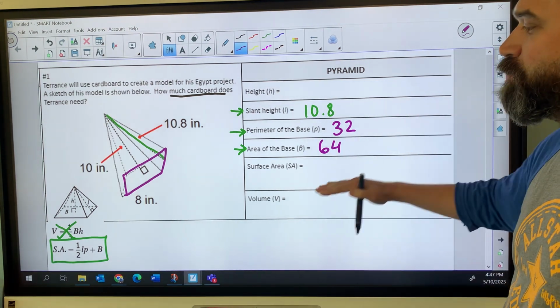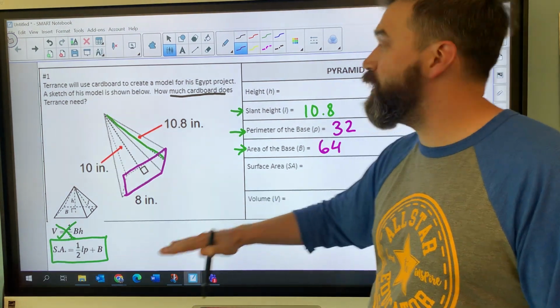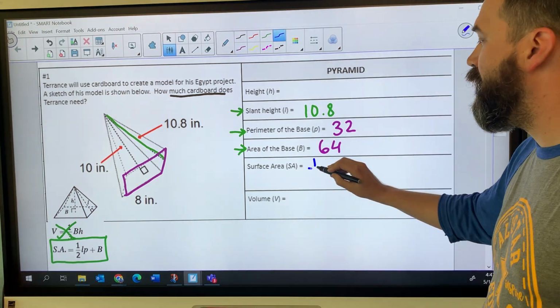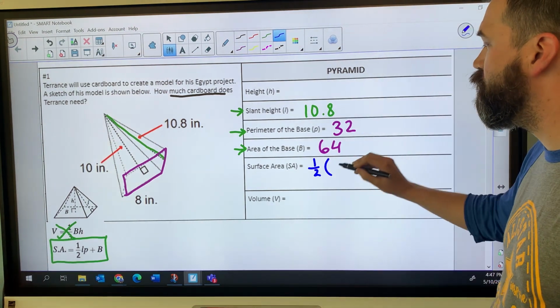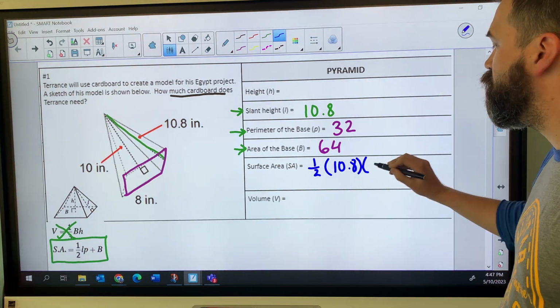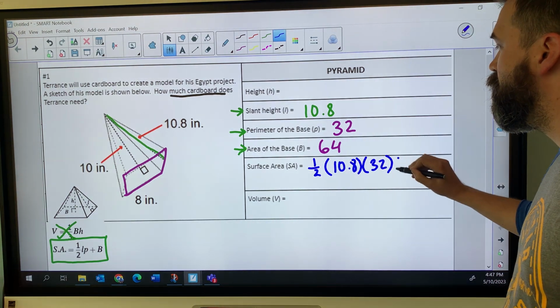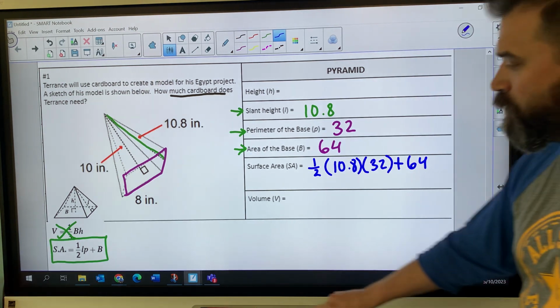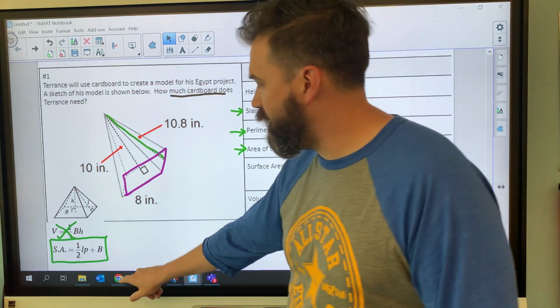Once we found those numbers, now we're going to be able to use this formula. I'm going to go ahead and write that formula down right here. It is 1/2 times L, which is 10.8, times P, which is 32, plus capital B, which is 64. That's the point where we would pull out our calculator.